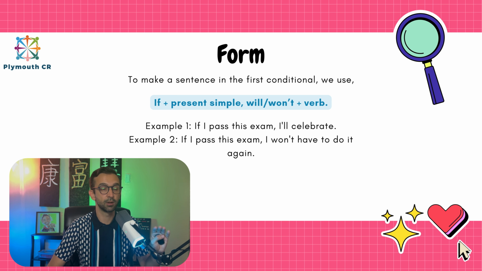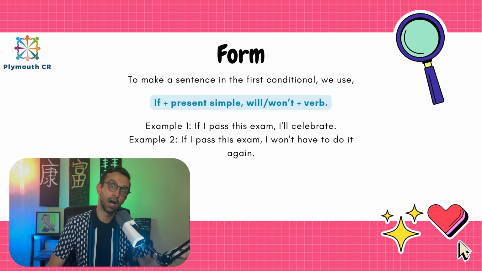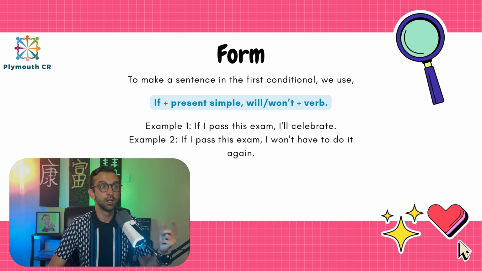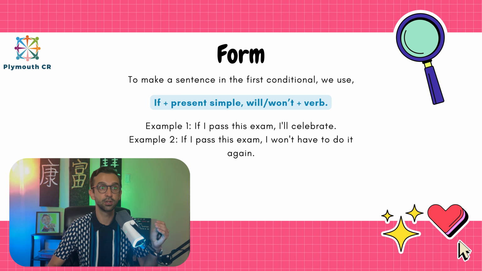We have these two examples here. So I have, if I pass the exam. I pass the exam is a sentence in present simple. Then I'll celebrate. I will celebrate. Okay. Then the second example says, if I pass this exam, again, if I take away the if, I still have a present simple sentence. I pass the exam. And then comma, I won't have to do it again. So I have the option that the consequence or the result will happen or will not happen. That depends on the idea that you're trying to express and the statement that you are making.